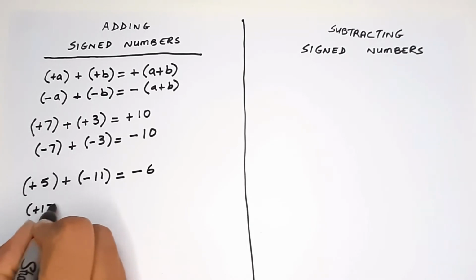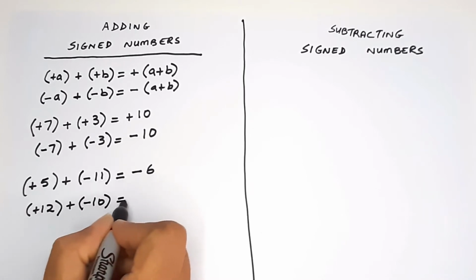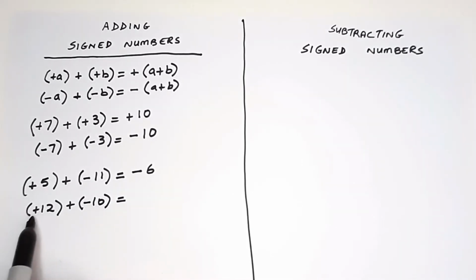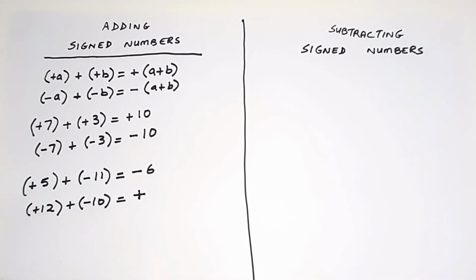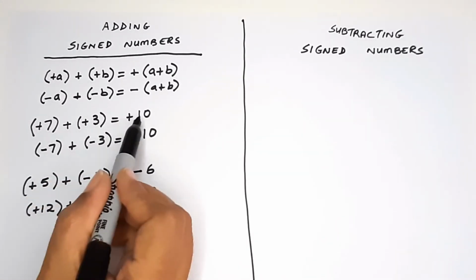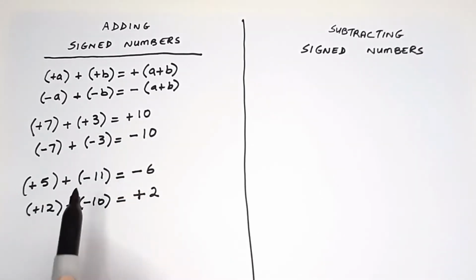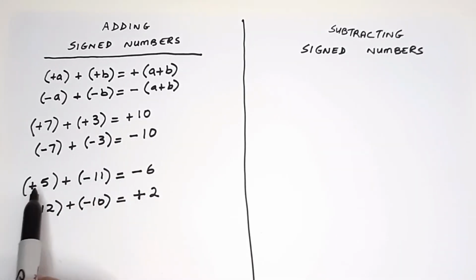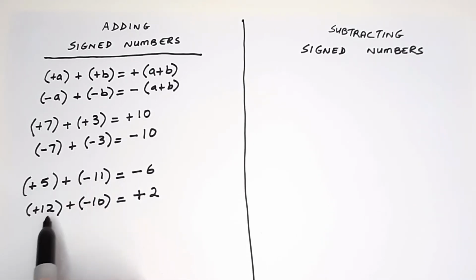Let's see another example. If I take positive 12 plus negative 10, let's look at which is the bigger number. The positive number is bigger, so positive takes dominance, and we subtract the two: 12 minus 10 is 2. So as you can see, the rule here is if they are the same sign, we add the numbers and keep the dominating sign. If they are opposite signs, we subtract the numbers and keep the sign of the larger number.